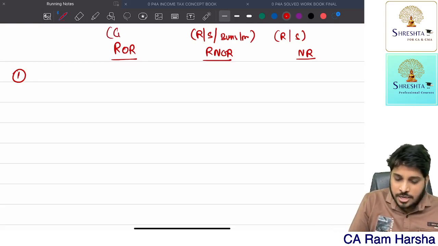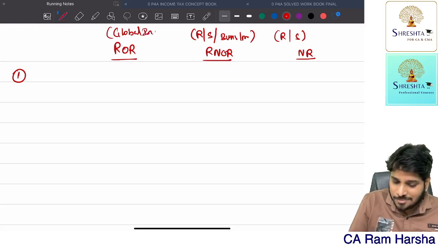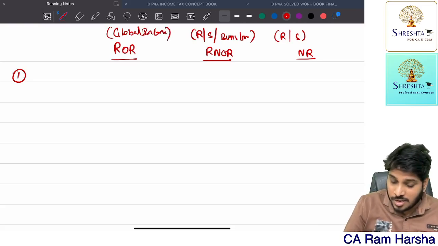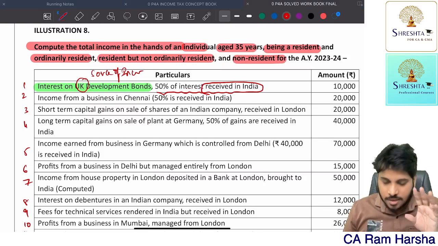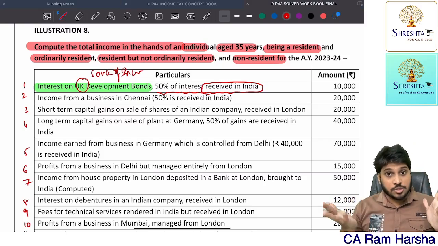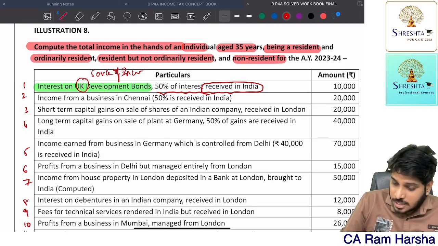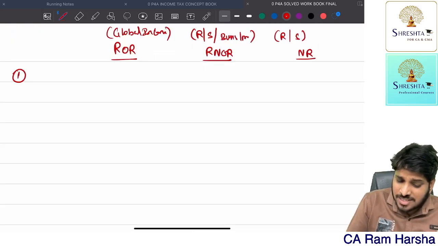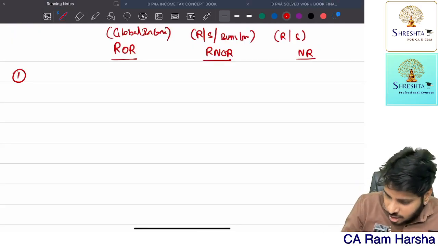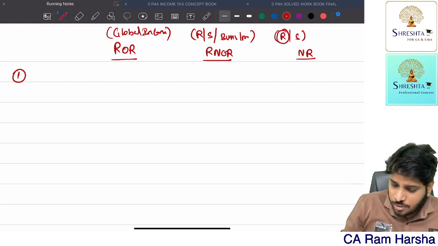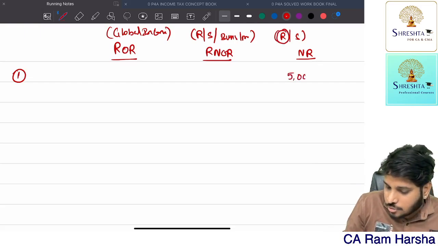Then only it is taxable. For resident and ordinarily resident, global income is taxable. Source, where received, all that doesn't matter. Global income. This is the rule. So based on this rule, we will evaluate now. So income from UK development bonds, source is outside. Received how much? 50%. What is the gross? 10,000. How much is received in India? Only 50%. For a non-resident, only if it is received, it is taxable. So 50% means 5,000.